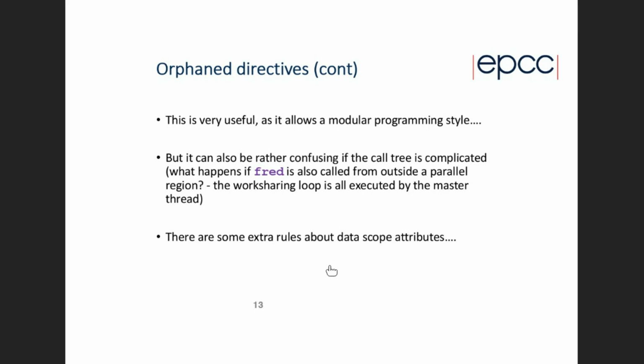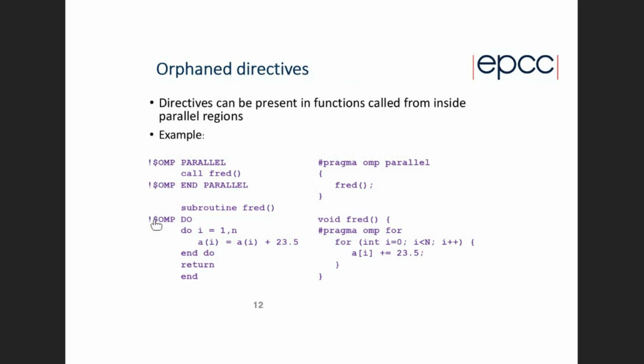It can be a little bit confusing if the call tree is complicated. So what happens? You have to think a little bit carefully about what would happen if I called Fred from the master thread, from outside the parallel region as well as inside it. And it turns out that's basically okay, because the work sharing directive does not create threads, so the master thread will simply execute the whole loop if you do that.